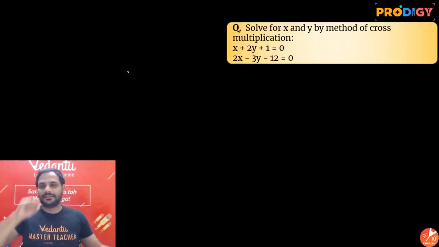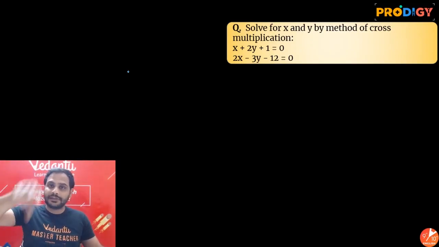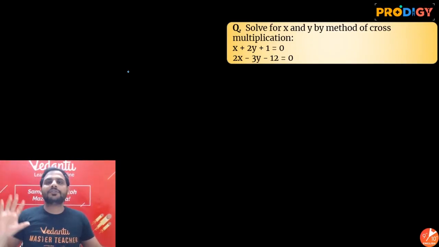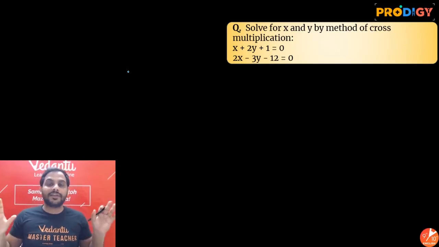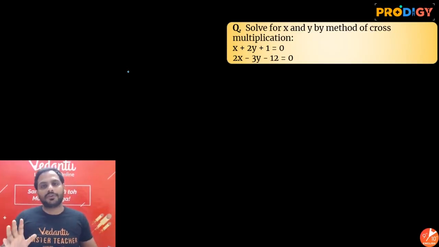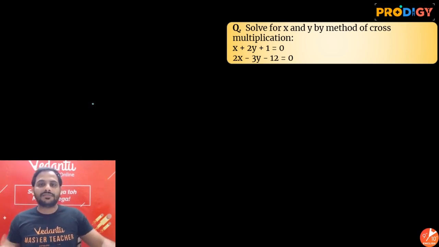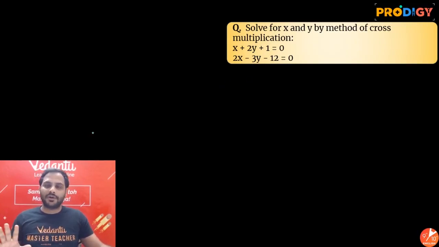Okay, now next question: solve for x and y by cross multiplication. Now look, here it is already specified cross multiplication, so I don't have any other choice. I have to use cross multiplication. Whenever I use cross multiplication, it is very important that both the equations are in the general form, that means equal to 0 is there. Yes, both are already in the general form.